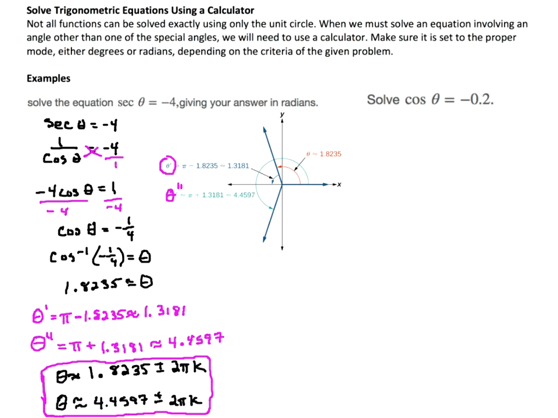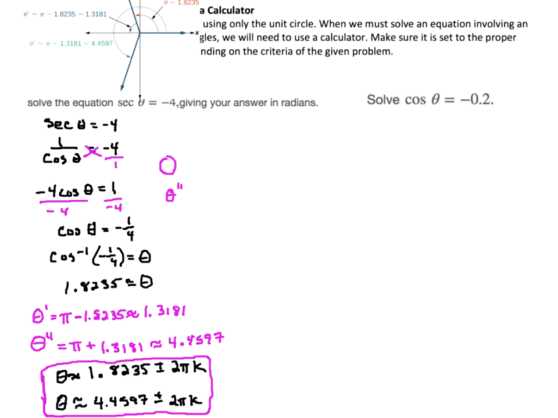Those are your solutions. Okay, so this next one, let me just move this over some. I'll just put it up there. All right.